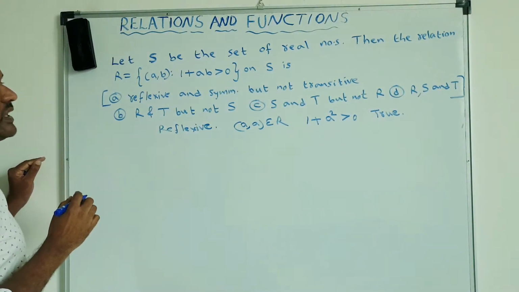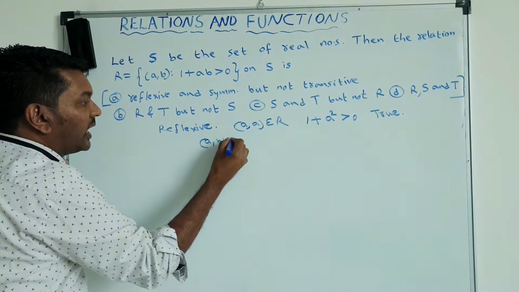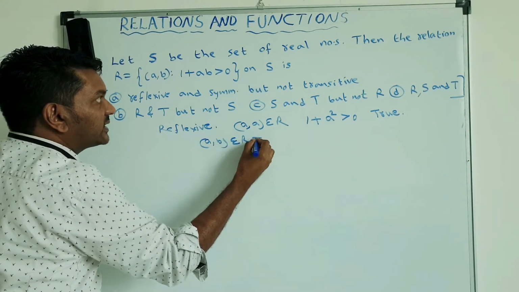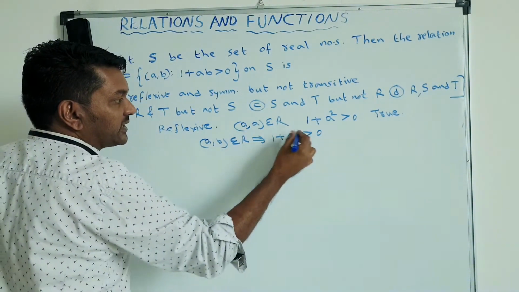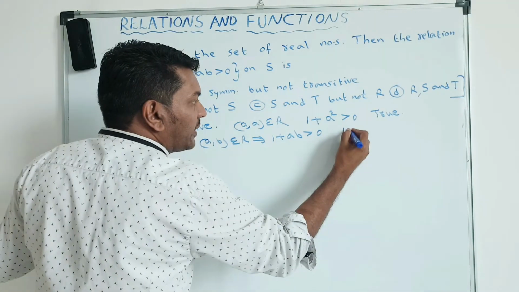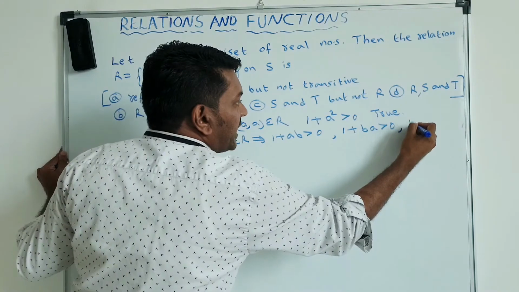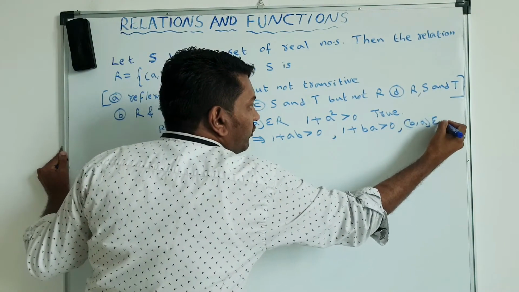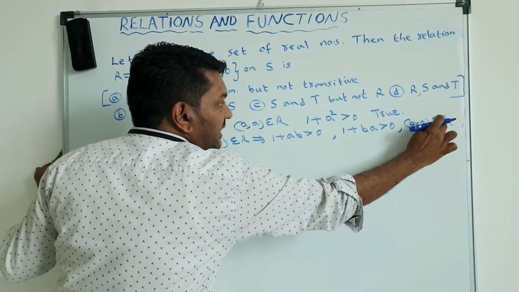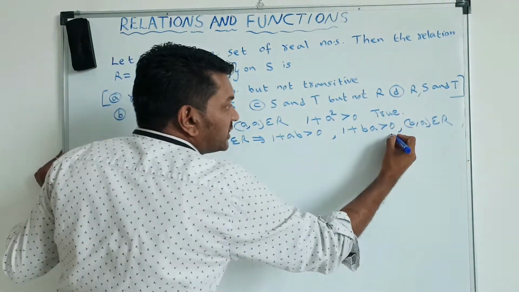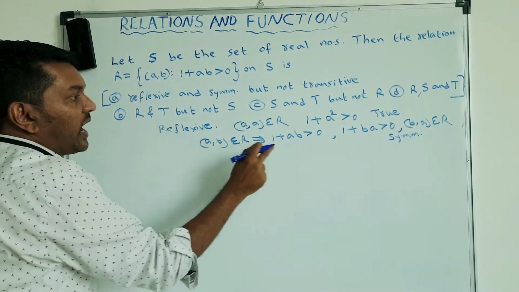Now I have to check whether it is symmetric or not. (a, b) belongs to R. It is given in the question. The condition is that 1 plus ab greater than 0. If 1 plus ab is greater than 0, I can write 1 plus ba greater than 0. That means (b, a) is an element of R. 1 plus ba greater than 0 means (b, a) is an element of R. So it is a symmetric relation. We got it, reflexive and symmetric.